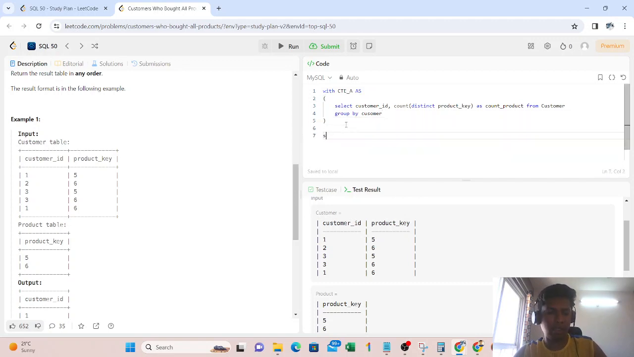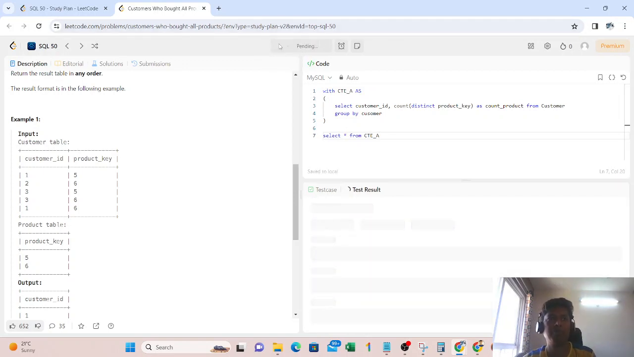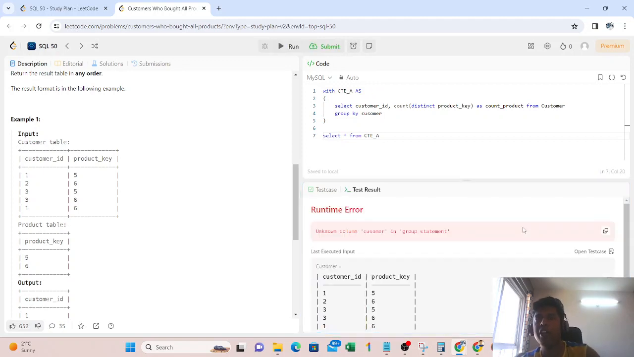To see the result of the CTE, it is just used like a table. Select star from CTE_A. Now see what output it will give. So I'm trying to mold the given input according to the unknown column. Oh, customer.